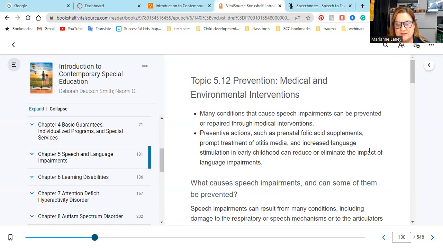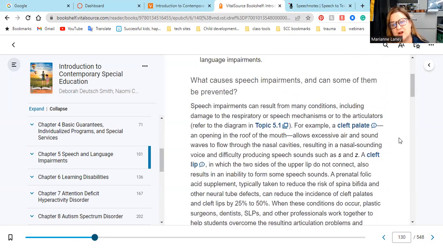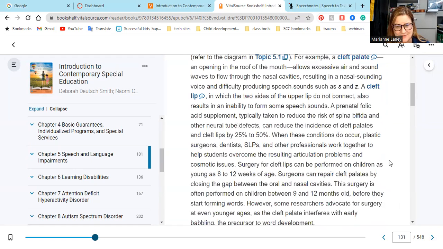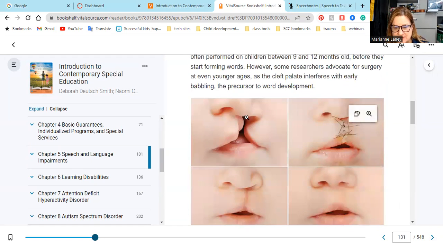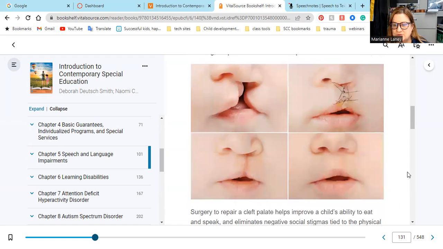Medical and environmental intervention, again, there are some things that can be done for things like a cleft palate, multiple surgeries. Sometimes children are born this way, where the roof of their mouth is open between their sinuses, and their lip is underformed. But the more surgeries you do earlier, the more you can see. Here you could see how it was connected, and then look at even the nose.